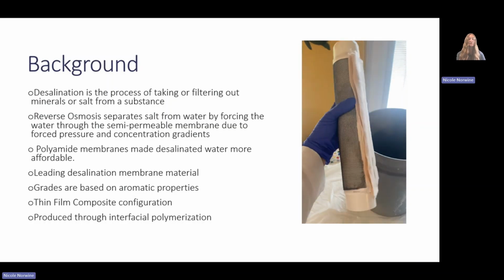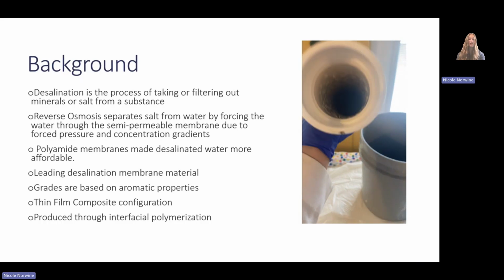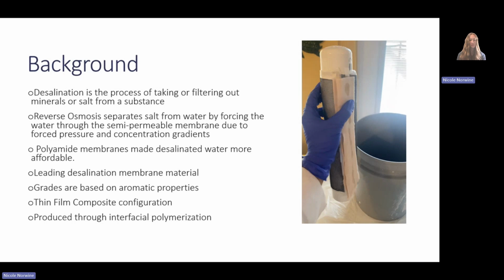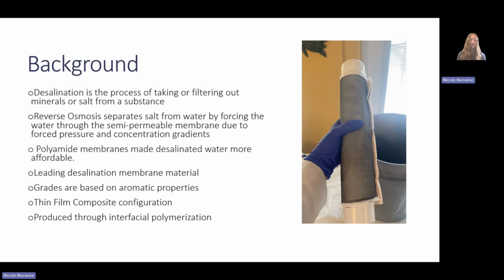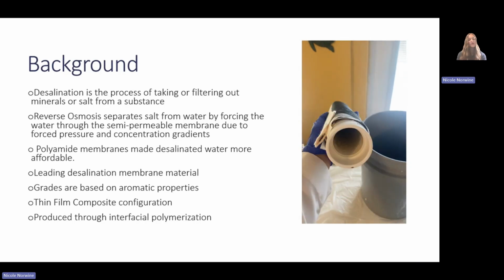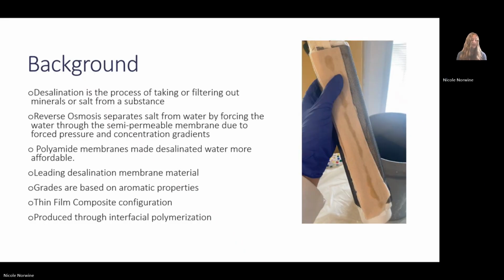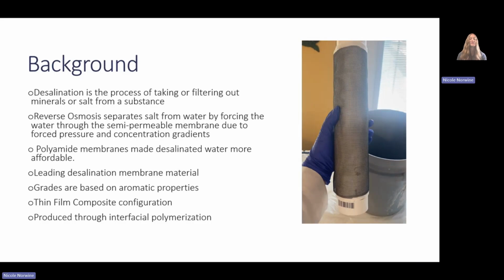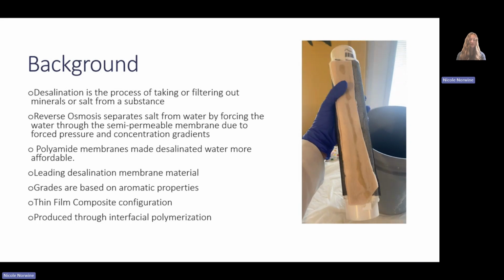Desalination is the process of taking or filtering out minerals or salts from a substance. Reverse osmosis uses a force, pressure, and concentration gradients to separate salt from water by forcing it through a semi-permeable membrane. Polymer membranes are the most common membrane used in desalination technology due to their superior qualities. Polymer membranes make desalinated water more affordable, and the grades are based off of aromatic properties. In the industry, thin film composite configuration is the most common configuration used, and they are produced through interfacial polymerization.